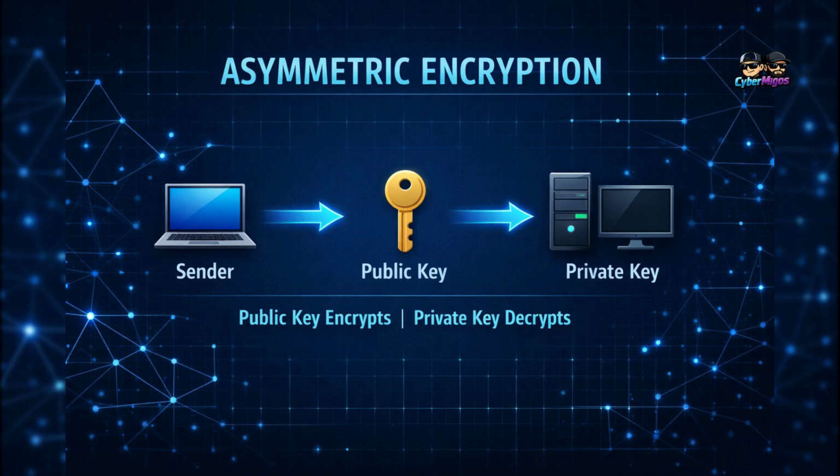Asymmetric encryption. Asymmetric encryption uses two keys, a public key and a private key. The public key encrypts the data. The private key decrypts it.